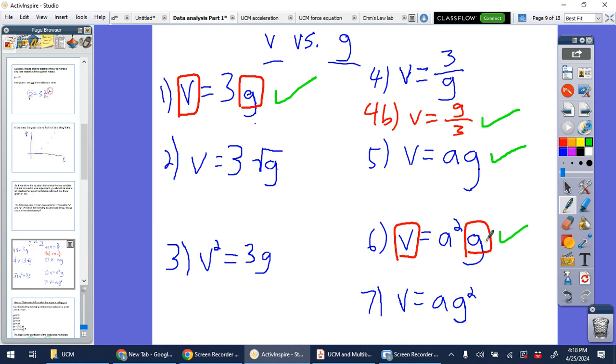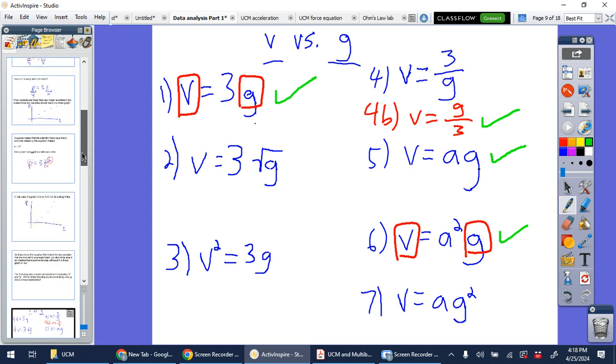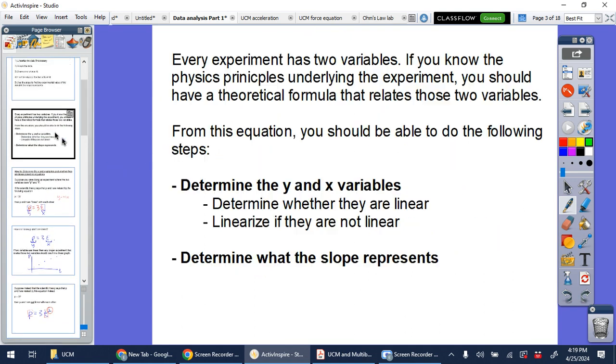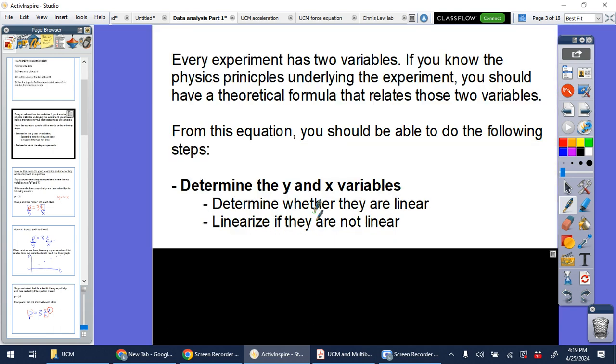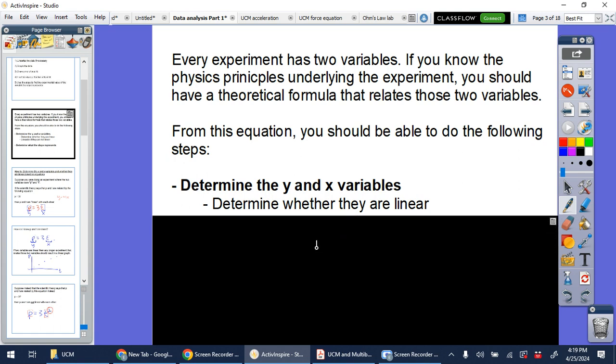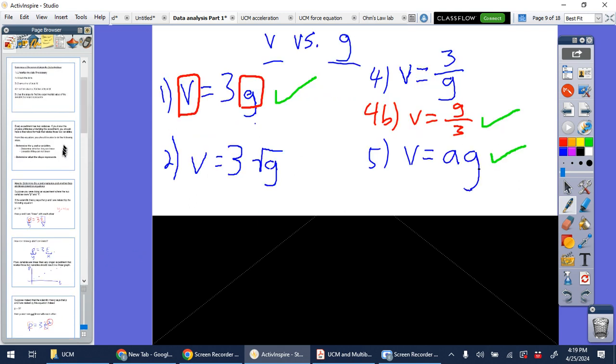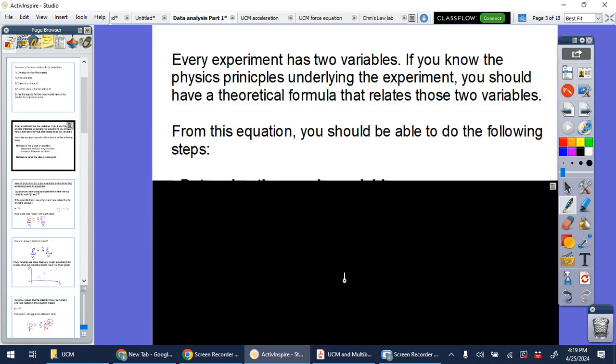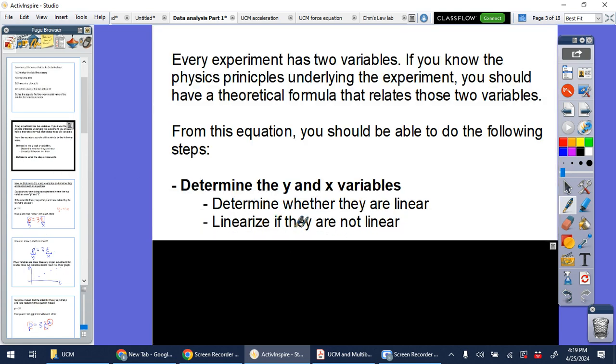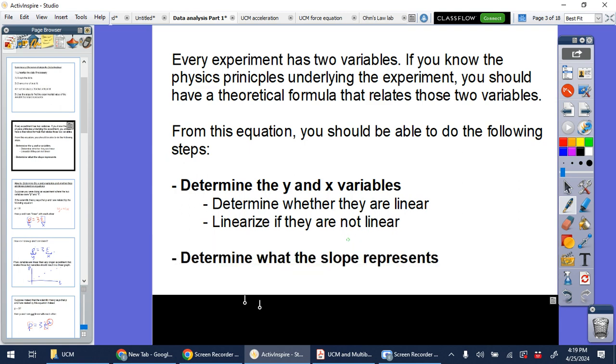All right, so this is the list right here. If you can get all of these right, or if you understand these, then you know how to do this first objective, which is to determine the y and x variables and determine whether they're linear or not. I'm going to skip linearizing if they're not linear. That's going to be the topic of the second video. So I'm going to skip right to determining what the slope represents.